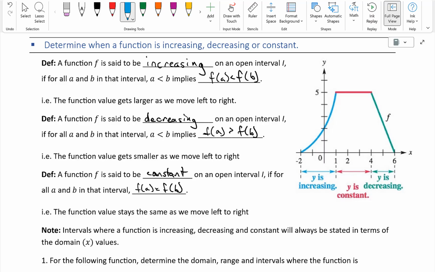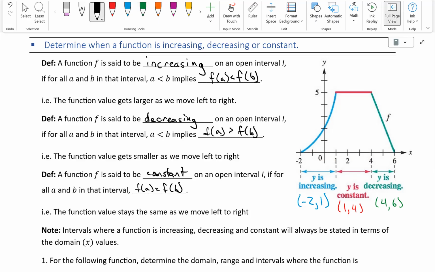The first one, y is increasing, so as we move left to right through our x values, we can see the graph going up, or the y value or function value increasing. That happens as we move from -2 to 1. Our function value remains the same up at 5 as we move from 1 over to 4. And then as we move down and right from 4 to 6, our function value is getting smaller, so the function is decreasing.